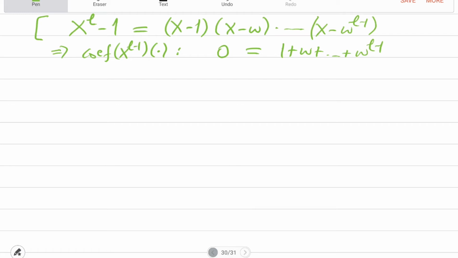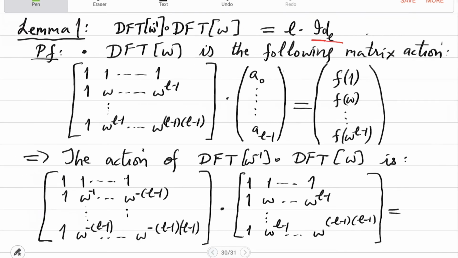But in the matrix product, when you multiply the first row with the third column and take the inner product, you will be looking at the sum of 1, omega square, omega 4, up to omega to the 2L minus 1. So what is that?